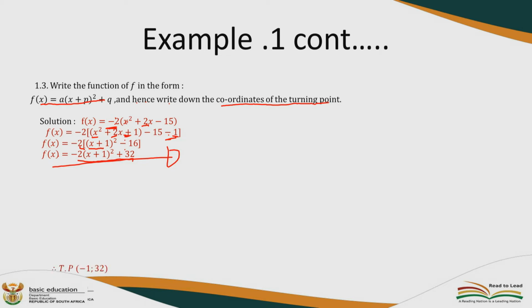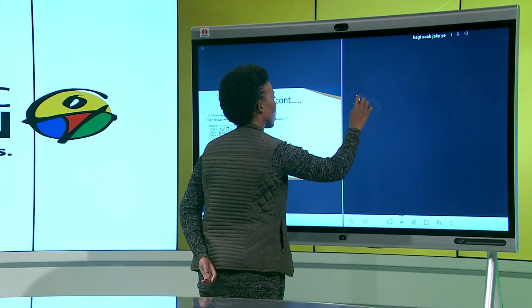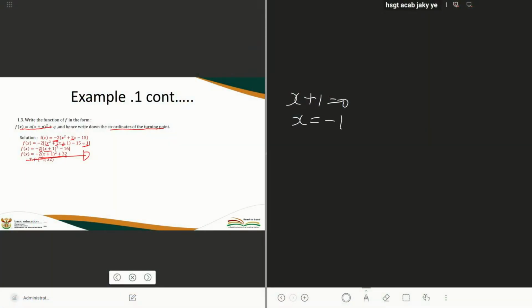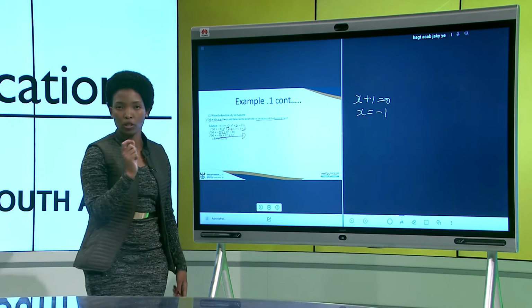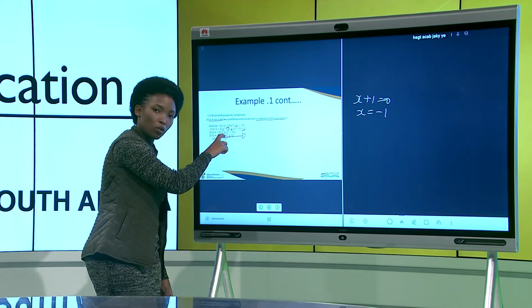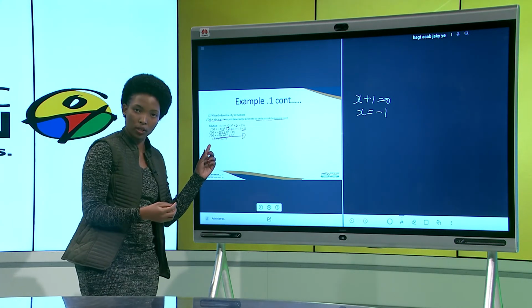So in this case, parameter P now is x plus 1. So if your parameter P there is x plus 1, it means now we are just going to say, x plus 1 is equal to 0, and then x is equal to negative 1. So you can see that if your parameter P here is positive, it means your x coordinate of your turning point will be negative. If your parameter is negative here, it's a negative value, so your x coordinate will be positive in that regard.